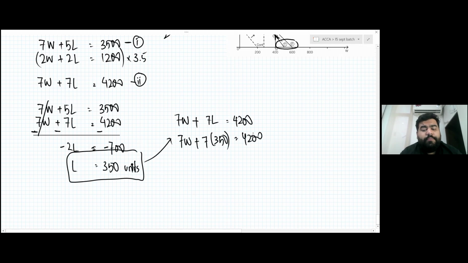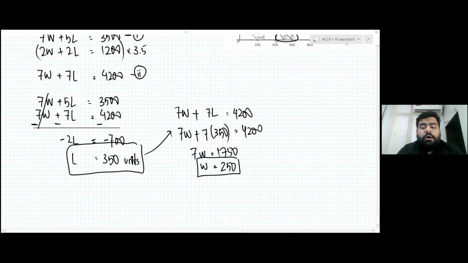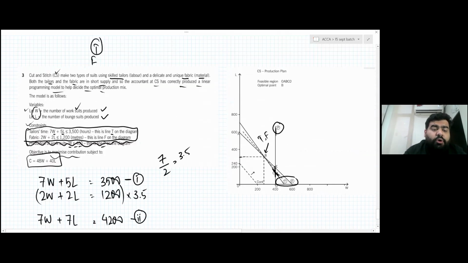So it will be 350 into 7, that is 2450, minus 4200, 1750. So 7W is equal to 1750, and W will be 250. So we have calculated both of the products. We have calculated units. So from here we come to know that, according to optimum production, W will be made 250 units and L will be made 350 units.